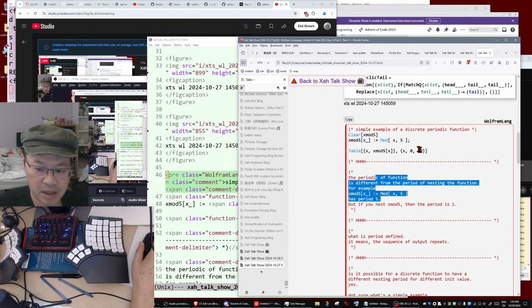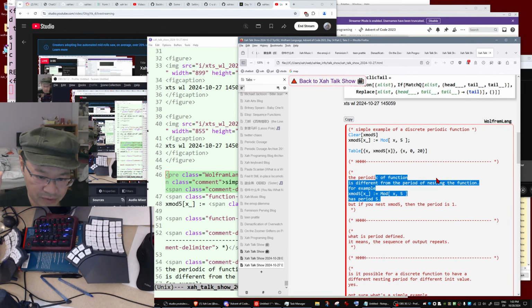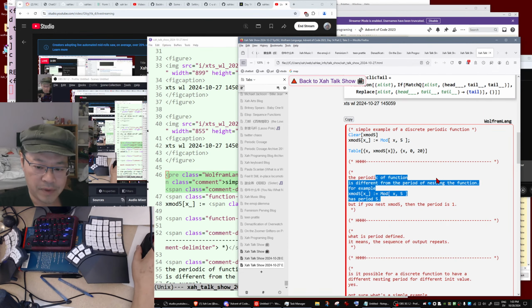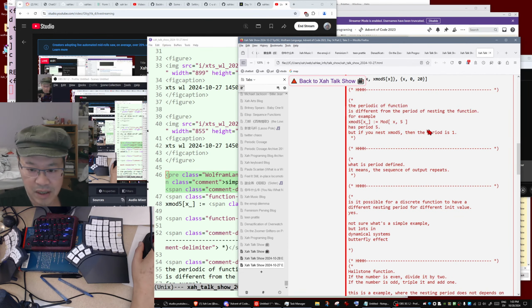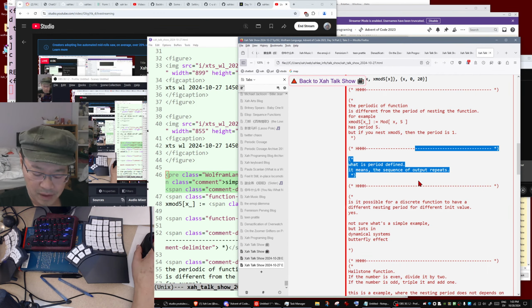So there's a periodicity. Periodicity is the length of the cycle in the tail of the list of the output. That's the periodicity of a nesting function, which is a different concept from the periodicity of a function. So we kind of discovered and refined that concept: the periodicity of a nested sequence of a function.